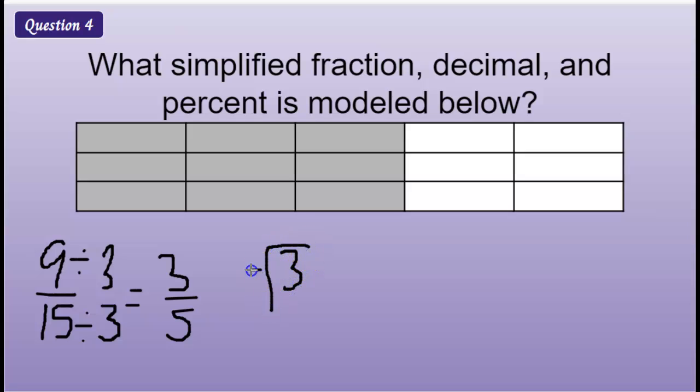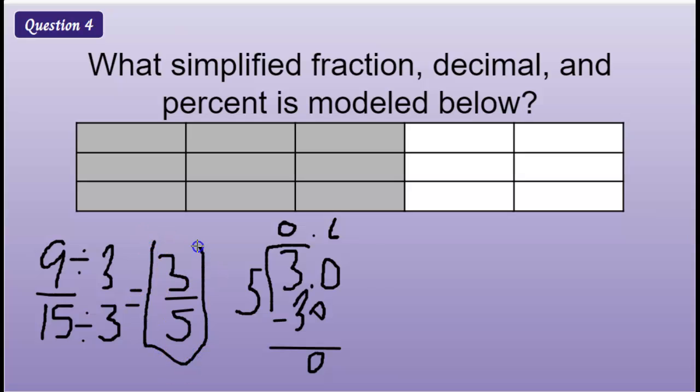So 3 divided by 5. Decimal and a 0, because 5, you can't make any groups there. 5 times 6 gets me 30. And then if you notice, I get to 0 and I'm done. So this is 0 and 6/10. So my simplified fraction is 3/5. My decimal is 0 and 6/10.